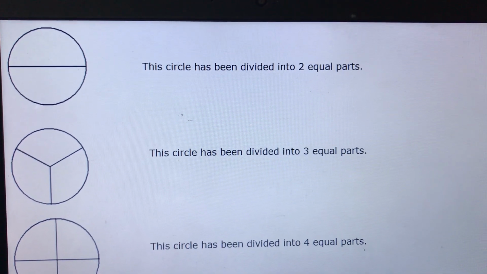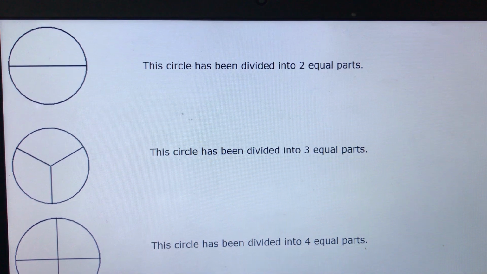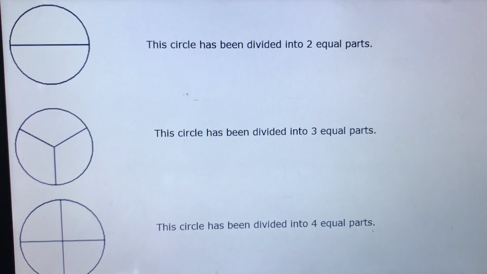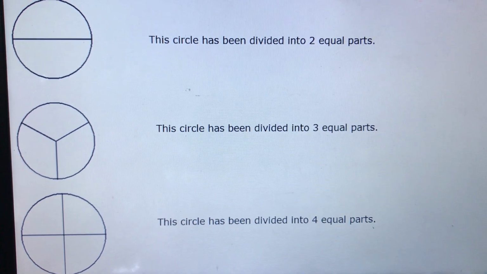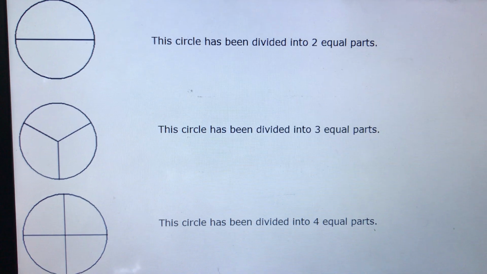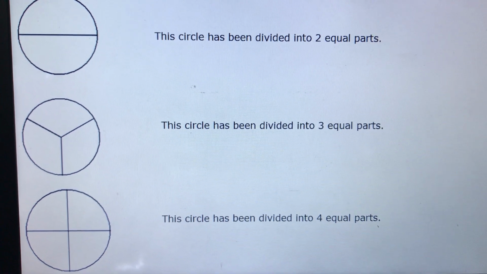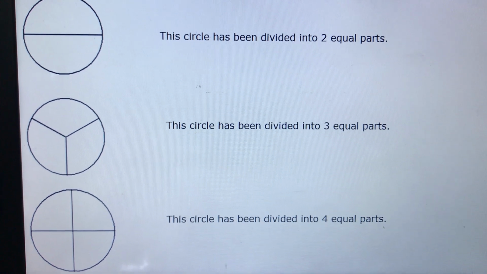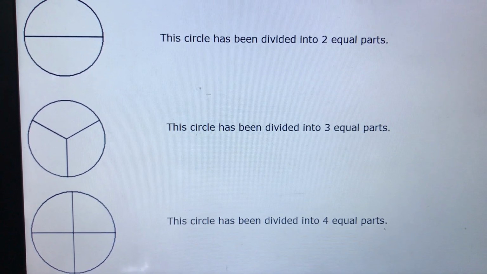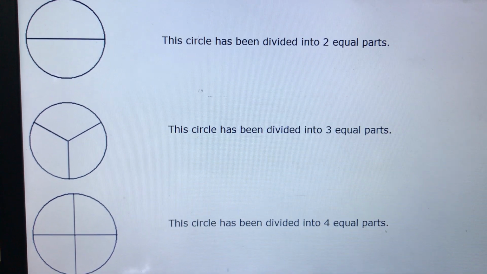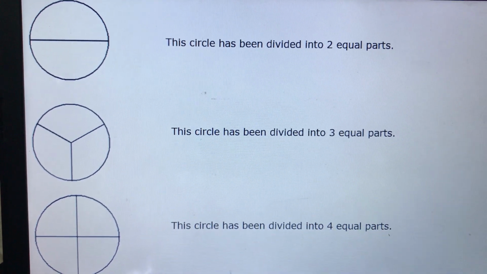First, if I divide the circle into a half, so this circle I will say has been divided into two equal parts. Similarly, as you can see in the second figure, if I divide the circle into three equal parts, then it will be like this. And if I do it into four equal parts, then it will be as shown in the third figure. So in all the three figures, I have divided the circle into equal parts. The important thing is equal. All the parts should be equal.